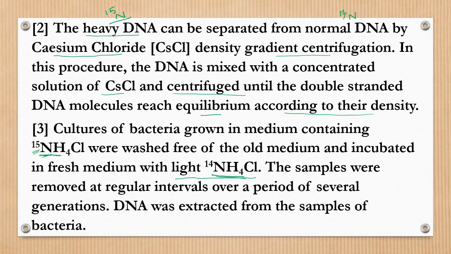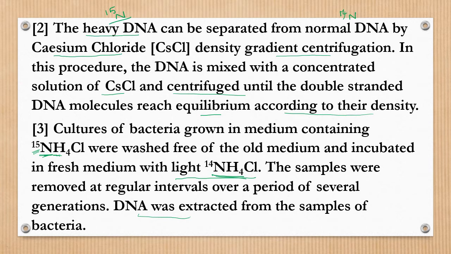The samples were removed at regular intervals over a period of several generations. DNA was extracted from the samples of the bacteria. The DNA extraction is the same, through centrifugation using cesium chloride. Okay, so now what happens? We discussed in the first point that when bacteria are cultured in the nitrogen isotope, the DNA becomes heavy DNA.